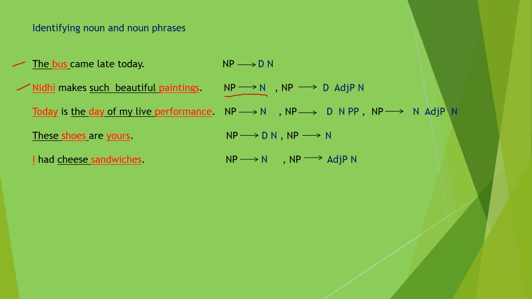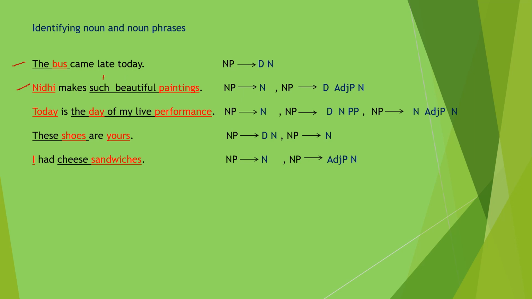And for the second one, which is such beautiful paintings, the structure of the noun phrase has a determiner which is such, and then an adjective phrase which is beautiful, and then the noun which is paintings. So the structure for this phrase will be noun phrase, which will be divided into determiner, and then adjective phrase, and then noun. So this was the structure for this sentence. Now we'll see the next sentence.